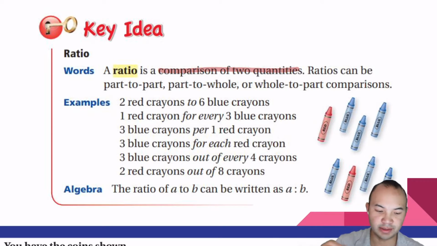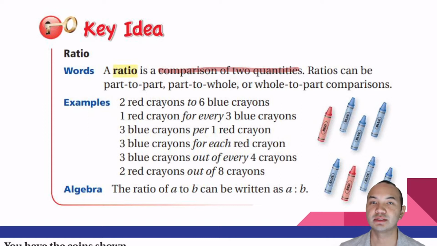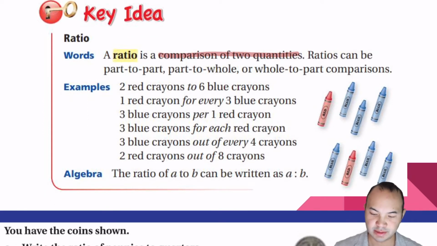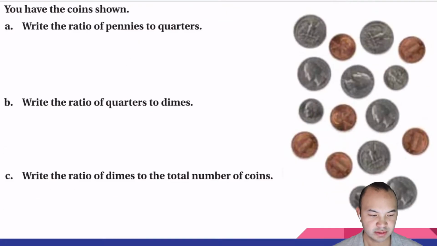And the ratio of A to B can be written as A colon B, which is those 2 dots. You can also write it as a fraction, as A over B. That's how ratios can be written as well. So let's look at this example here.